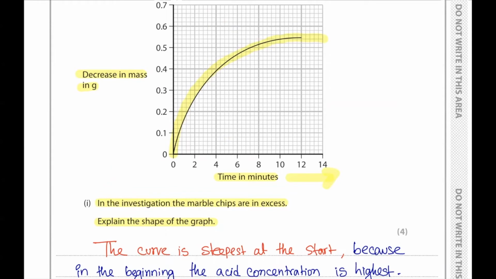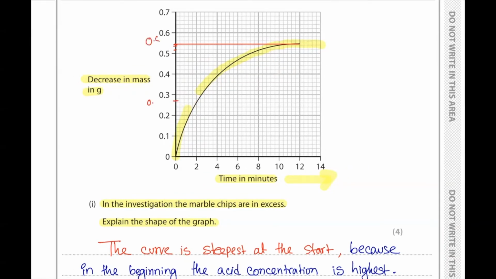So here the maximum decrease in mass in grams was around 5.5. So around 5.5, half of that is 0.54 and 0.27. So yeah, probably we're going to get something like this.